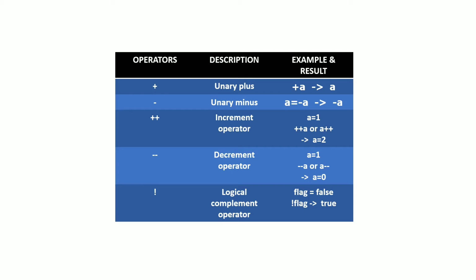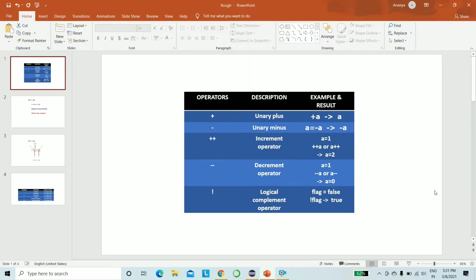So let's look at an example for the increment operator. a is initially equal to 1. Now if I say ++a, or a++, any one of them, it gets incremented by exactly 1 and a thus becomes 2. Similarly for the decrement operator, a is initially 1 and I apply either --a or a--. Now --a is pre-decrement, and a-- is post-decrement. Similarly, pre-increment and post-increment. So when you apply the decrement operator on a equal to 1, you get a equal to 0.